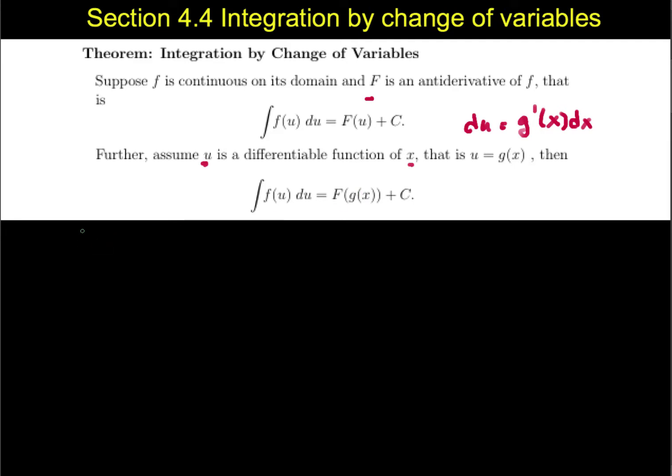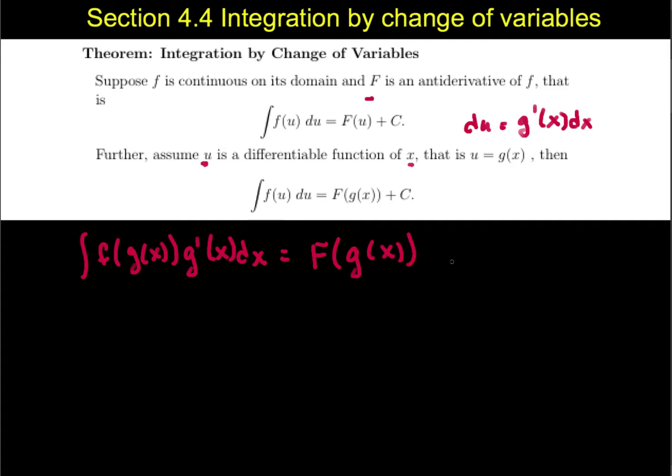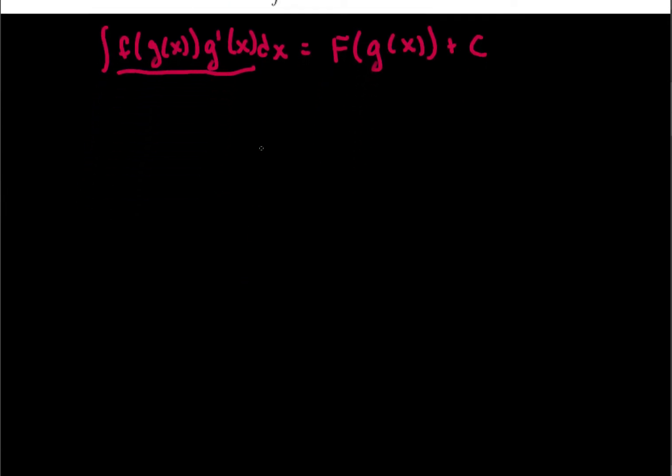So really what it's saying is, if I've got an expression that looks like f of g of x times the derivative of g of x dx, then this is just the antiderivative of little f evaluated at g of x, plus a constant. Now, recognizing this is not always the most trivial thing to do, so it's best to just look at some examples and how we can use this change of variables.